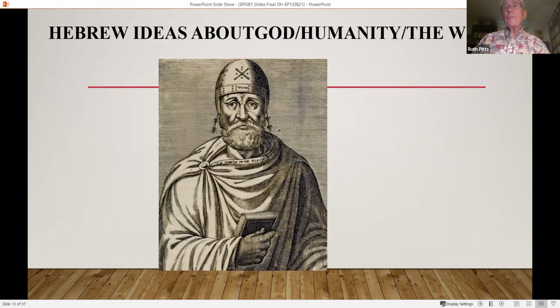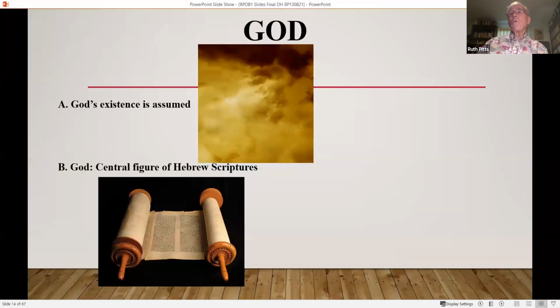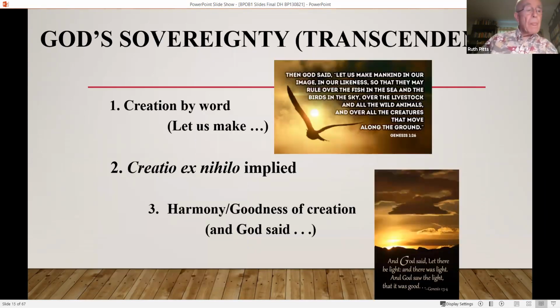All right, the next slide. So when we study a philosophy or religion, the major categories are: what does this say about God? What does it say about the world in which we live? And what does it say about humanity? So the Hebrews make no attempt to prove that God exists. God's existence is simply assumed. In the beginning, God. So that's a confession of faith, a confession of belief. That's a starting point. And God is certainly the central figure in the Hebrew scriptures. And that name appears over and over again. All right, let's move on.